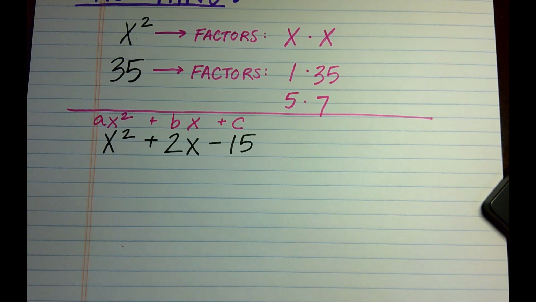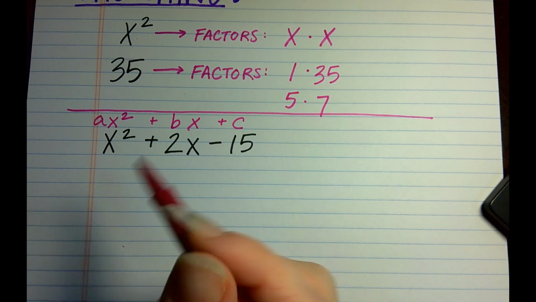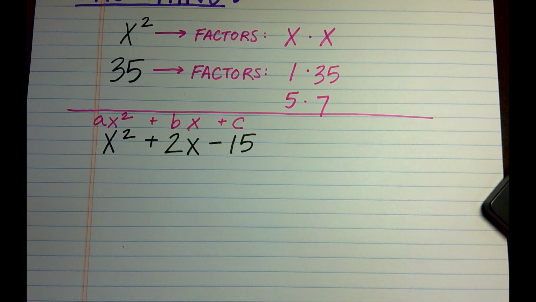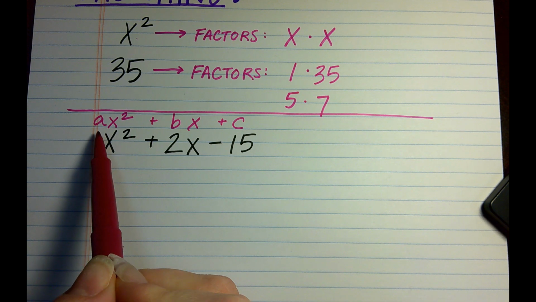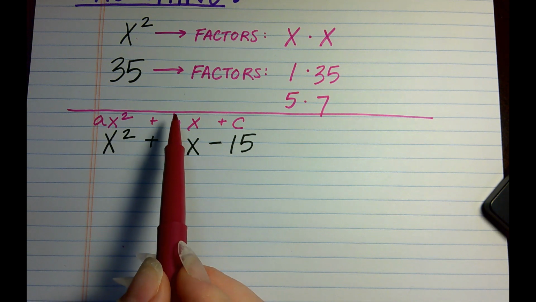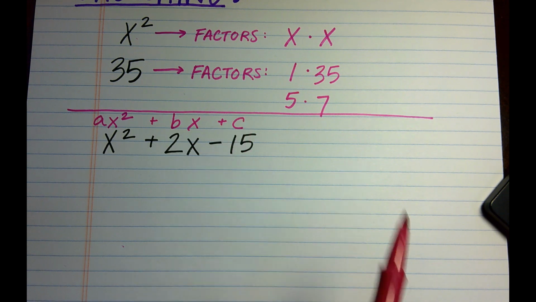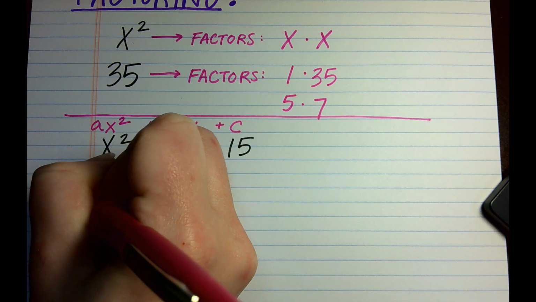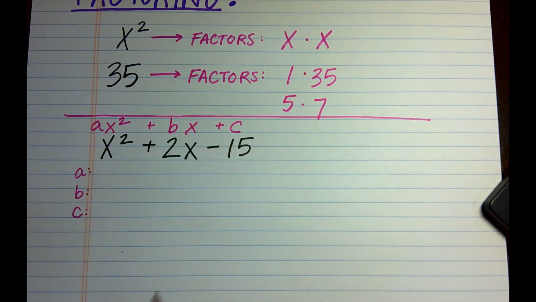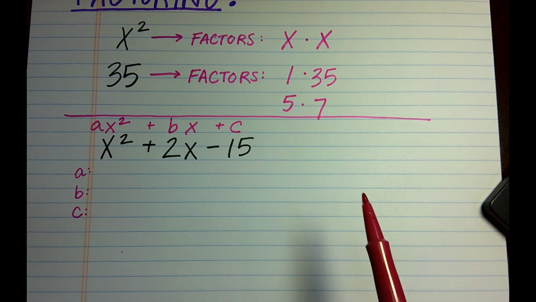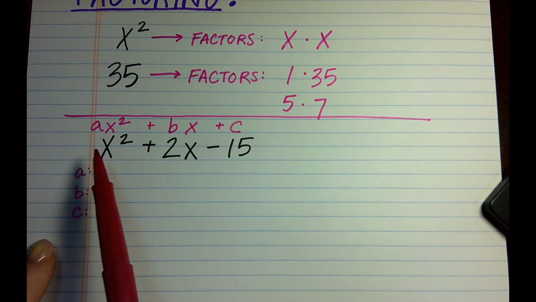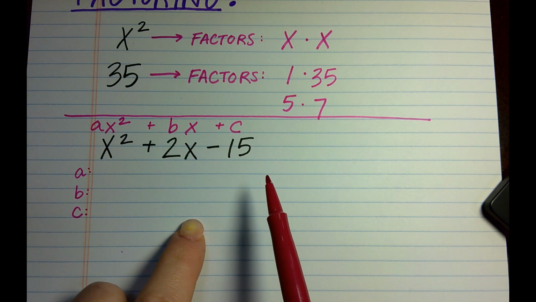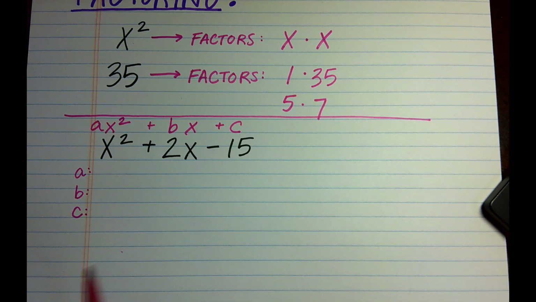The first thing that I want you to do, and you can write this part along with me, is I want you to be able to identify which number is my A, which number is my B, and which number is my C. So we're going to write off to the side A, B, and C. A, B, and C are going to be the numbers, the coefficients that are in front of the variable, except for C, there is no variable. C will just be the number that we have written.